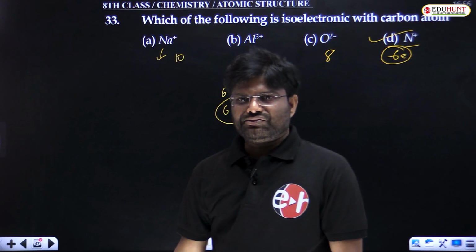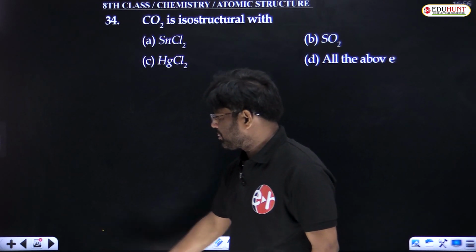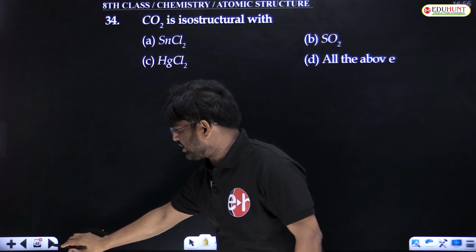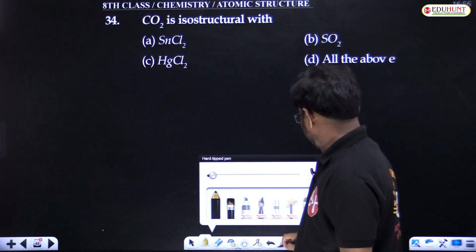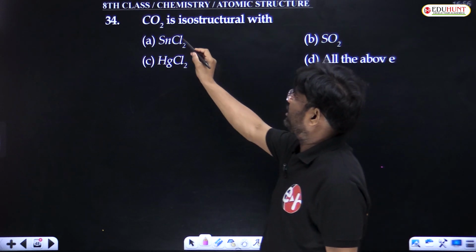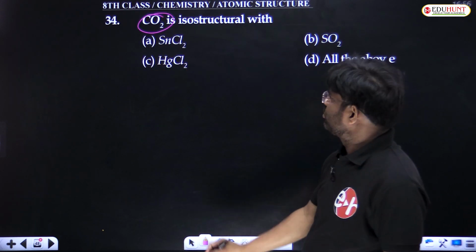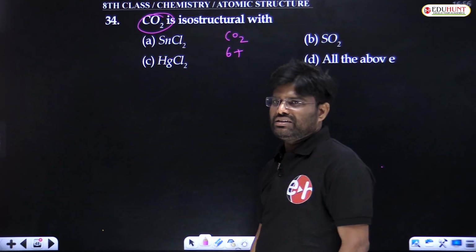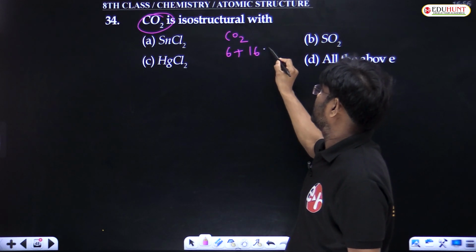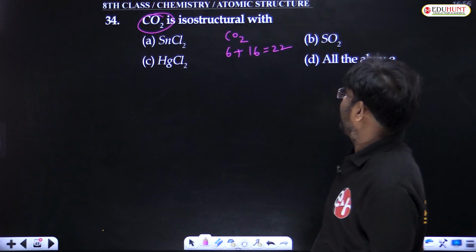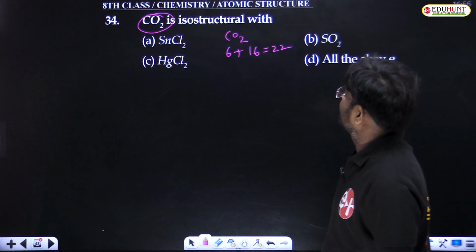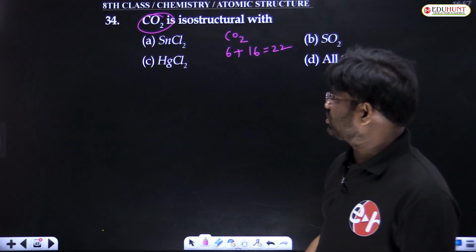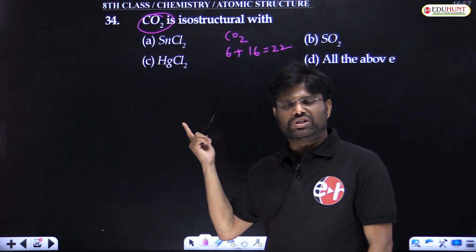Children, okay? Question number 34. CO2 gas is isoelectronic with... this is CO2. CO2 means carbon atomic number 6, oxygen 8, total 2 oxygens 16, so 22. SnCl2 is given. Isostructural: this question is out of the concept, no need to discuss it. So leave this question, I will give you one more question instead of this.